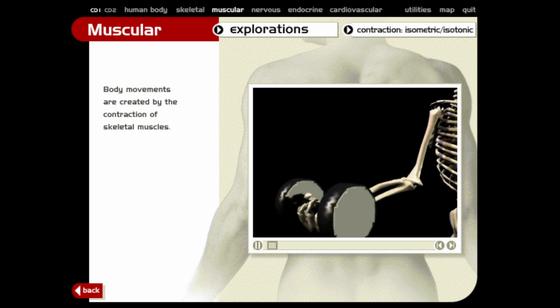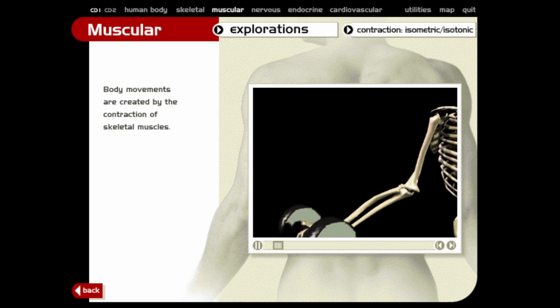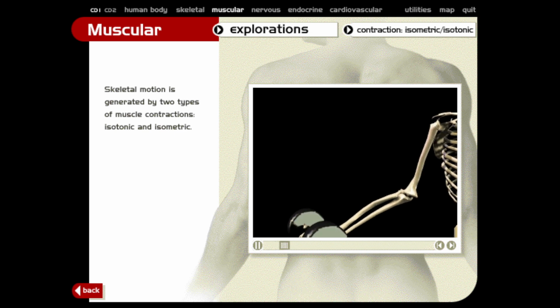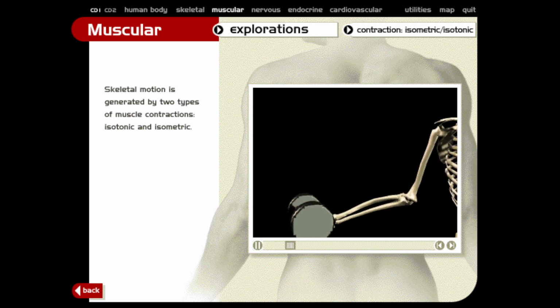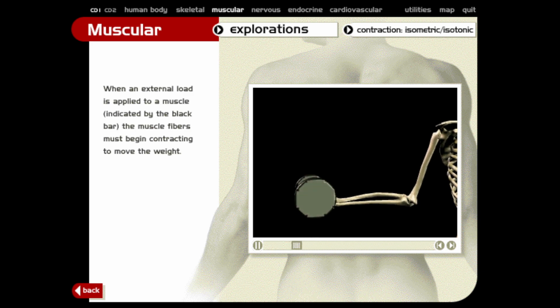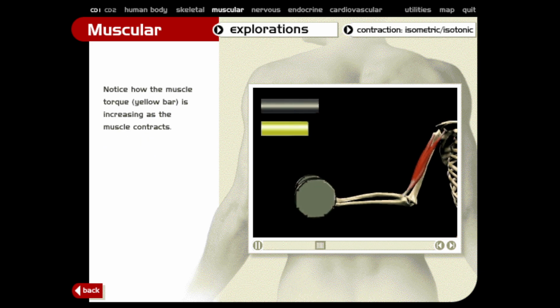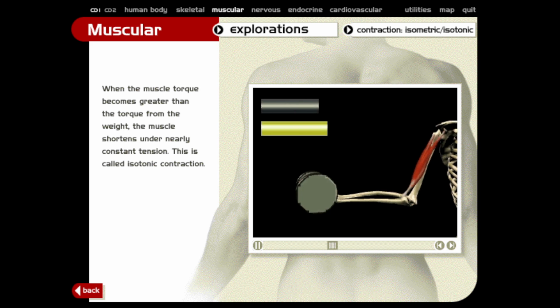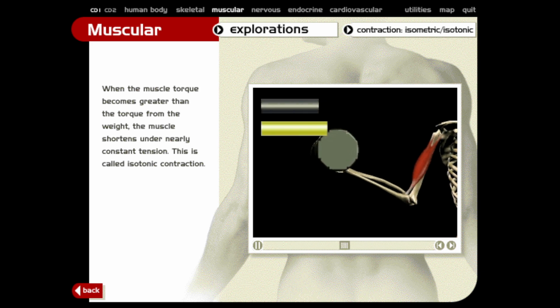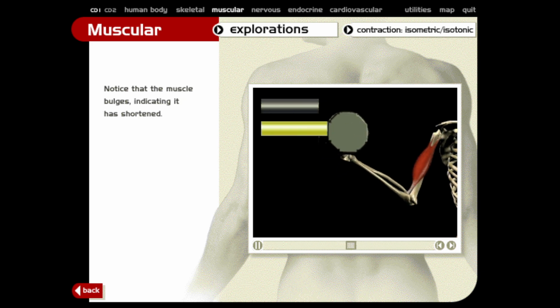Body movements are created by the contraction of skeletal muscles. Skeletal motion is generated by two types of muscle contractions, isotonic and isometric. When an external load is applied to a muscle, indicated by the black bar, the muscle fibers must begin contracting to move the weight. Notice how the muscle torque, yellow bar, is increasing as the muscle contracts. When the muscle torque becomes greater than the torque from the weight, the muscle shortens under nearly constant tension. This is called isotonic contraction. Notice that the muscle bulges, indicating it is shortened.